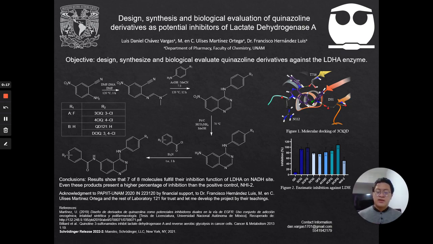NADH. In conclusion, the results show that at least 7 of the 8 compounds present a higher inhibition percentage than the reference, NHI2, which means that they fulfill their inhibition function of LDHA on the NADH site.